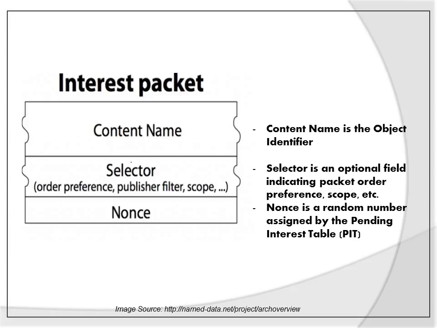The selector is an optional field with a preference or scope, and then the nonce is a random number that is assigned by the pending interest table in the routing scope. And I'm going to go into these a little bit more thoroughly as we go through the presentation.